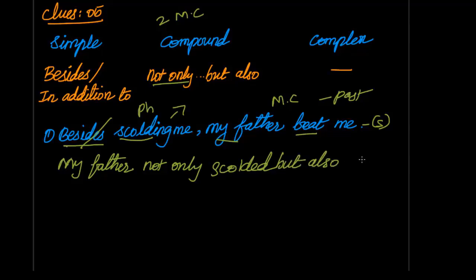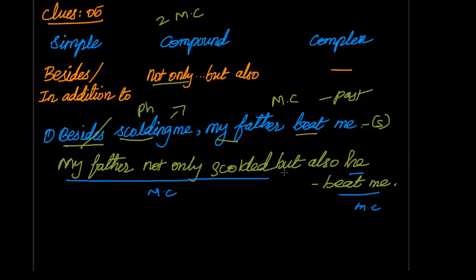Next, my father is the same subject, so we need not put the subject again and again. So instead of my father we put "he", or it is not necessary. He beat me. He beat me is a complete sense. That is why it is called a main class. And my father not only scolded is also a complete main class. And we have here a main class, a conjunction, and a main class. That is why this is called a compound sentence. Now there is no need to change this into a complex sentence because there is no clue in a compound sentence.